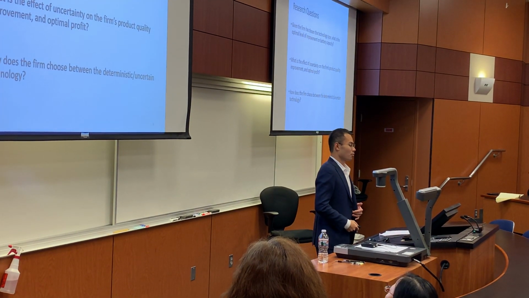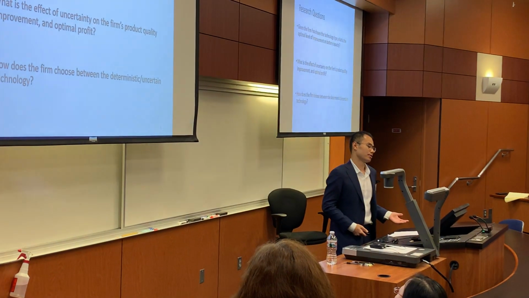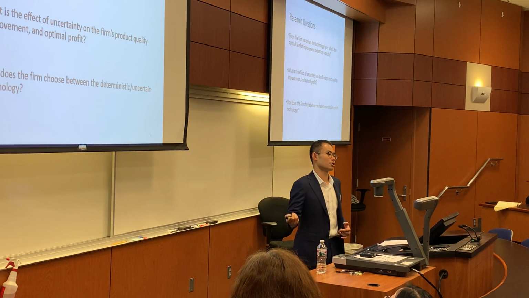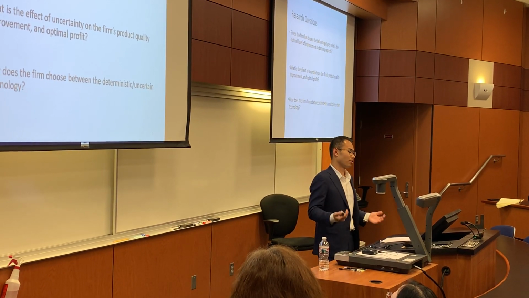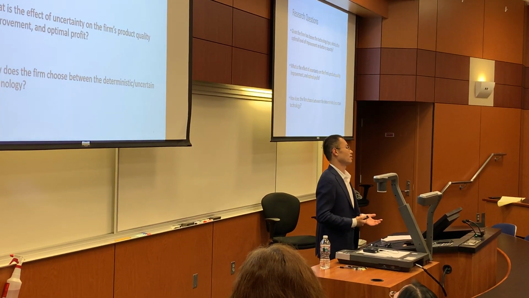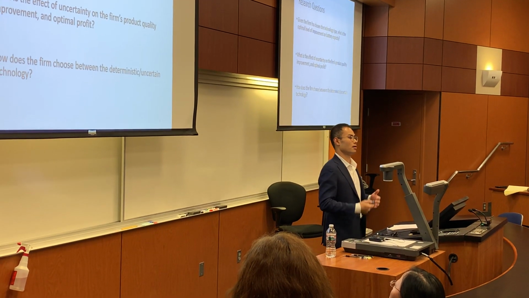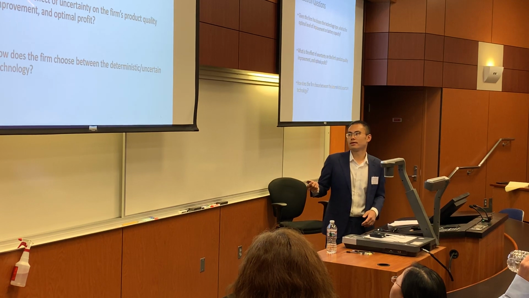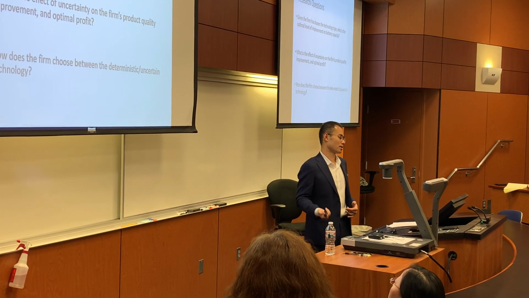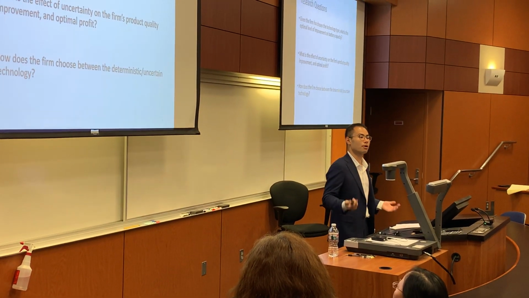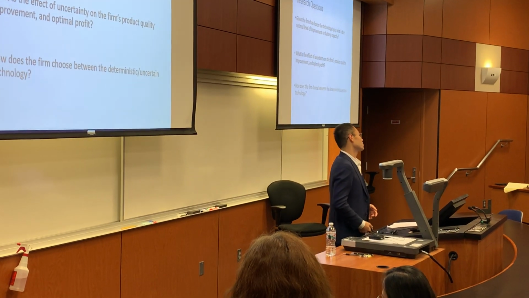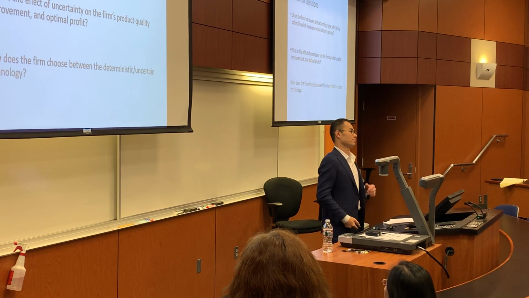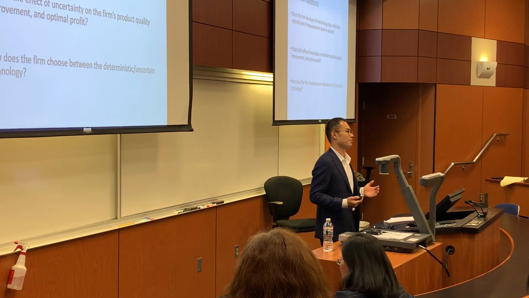With this framework, we're trying to address the following questions. The first one is, given the firm has chosen the particular type of technology, what is the optimal level of improvement on battery capacity, which also determines the overall product quality. Second question is, what is the effect of uncertainty on the firm's product quality improvement and the optimal profit? And the final question will be, if we go even one step further, how does the firm choose between these technologies in the very beginning?